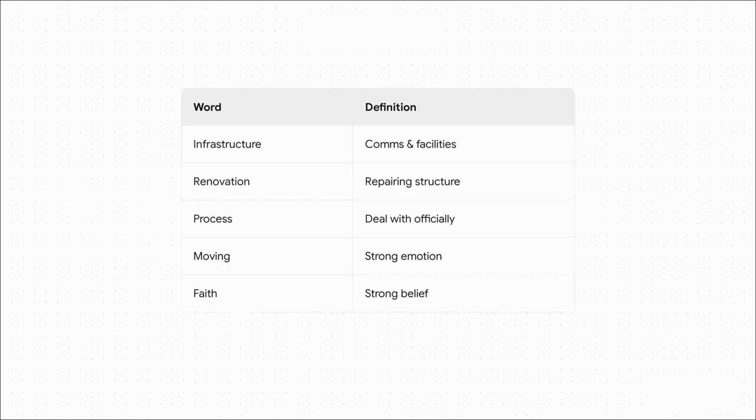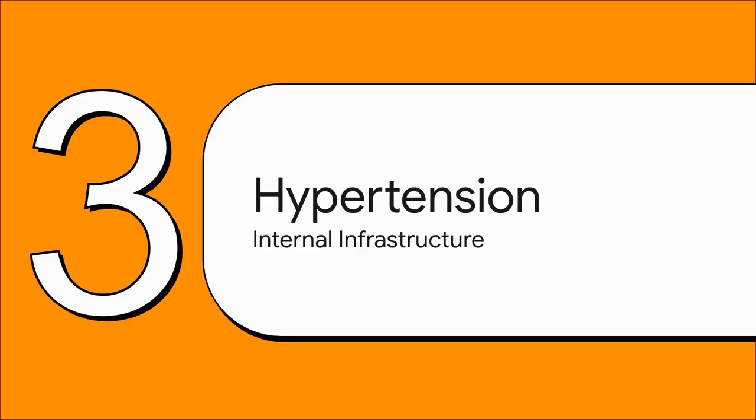Let's lock in some critical vocabulary from our Ellis Island context that's going to serve as a bridge for us. We've got process, which means dealing with something using an official procedure. We have moving, meaning producing strong emotion, like seeing families reunite, and faith, a strong belief in someone. But I want to draw your attention heavily to those first two words: infrastructure, the communication systems and facilities that support an area, and renovation, the process of repairing and improving a structure. Keep the concepts of infrastructure and renovation right at the front of your mind as we prepare to shift our focus inward.